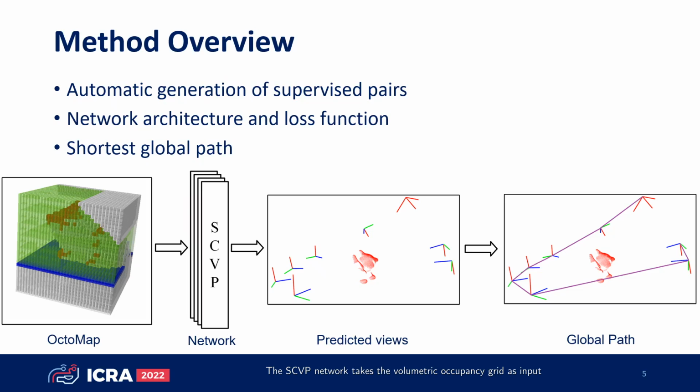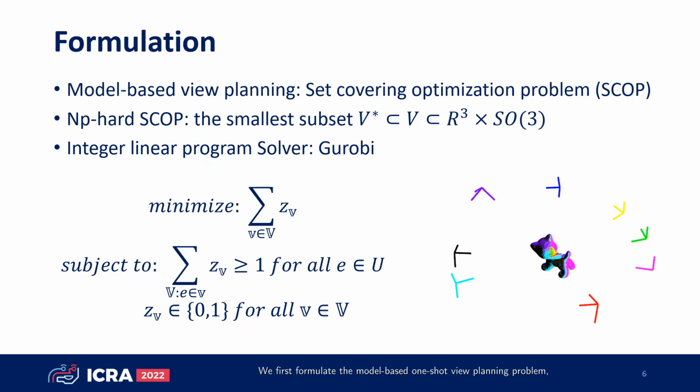The SCVP network takes the volumetric occupancy grid as input and directly predicts an ideally minimum number of views that cover all surface areas. We plan the global path to traverse these views and register the point clouds to obtain the object model. We first formulate the model-based one-shot view planning problem, which can be considered as the set covering optimization problem. It is an NP-hard problem that aims to find the smallest subset under a set of candidate views.